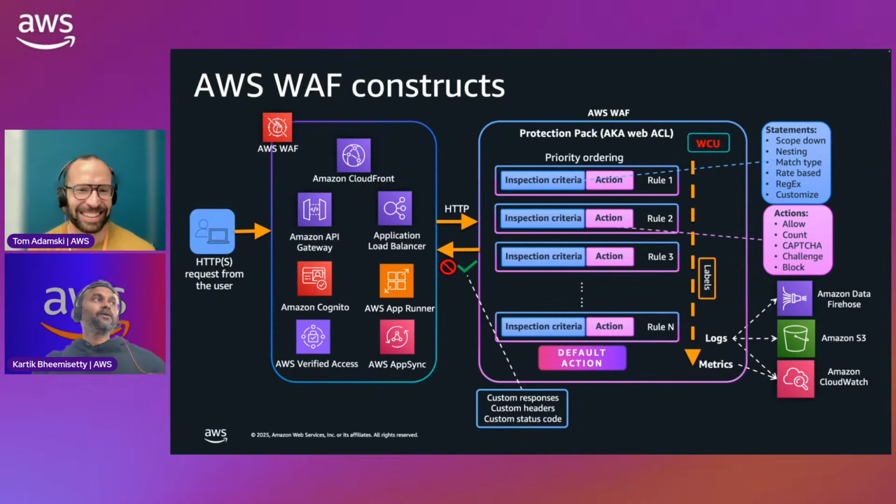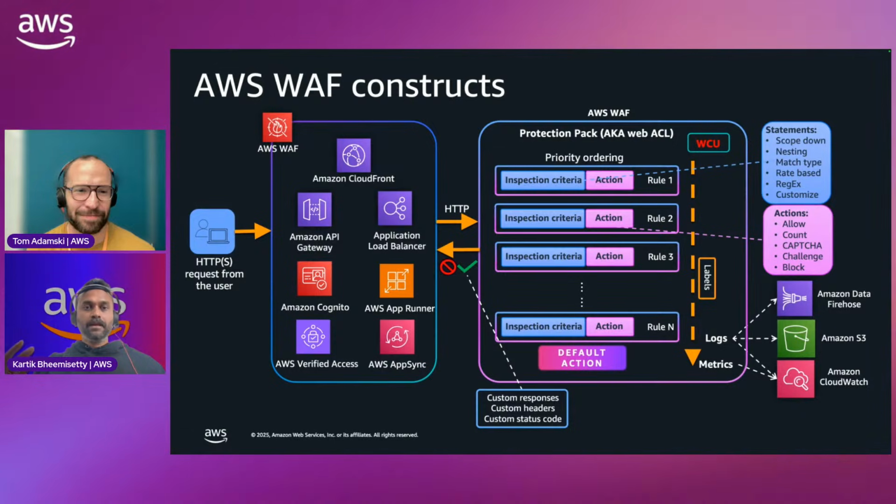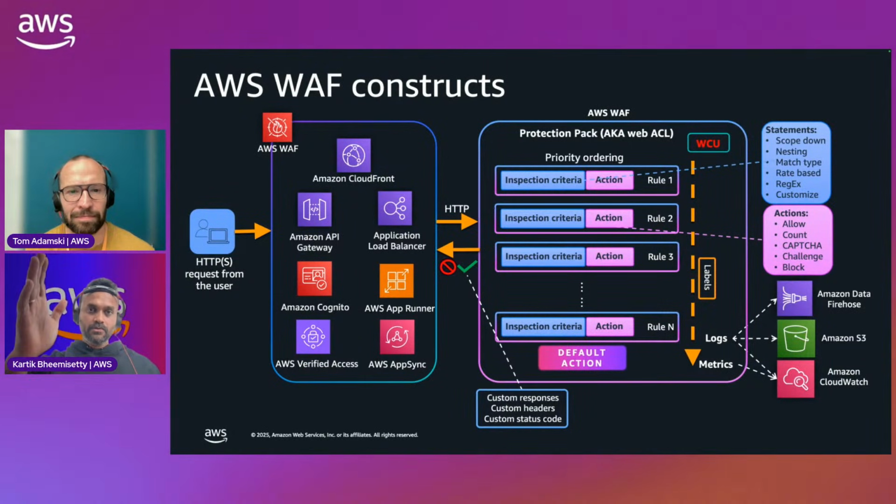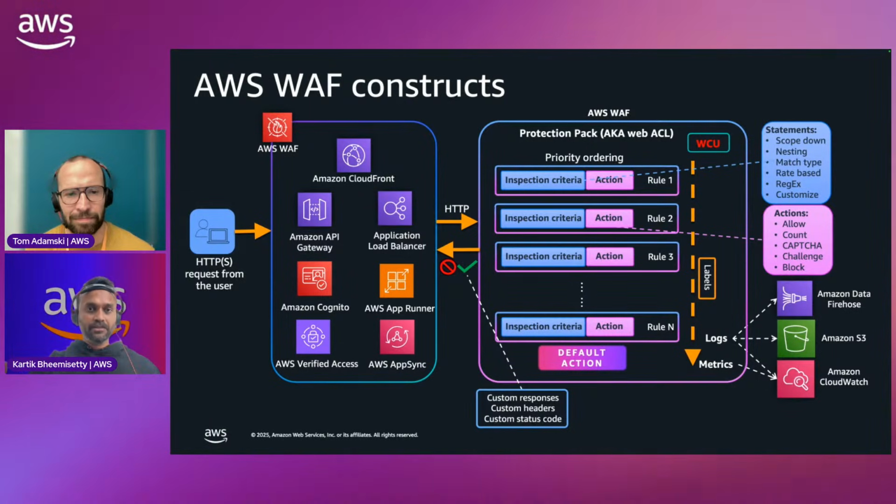Nice. Okay, so what is the typical flow when you're using AWS WAF with any of these resources? You get an HTTPS or HTTP request from the user. The request first goes to the resource. Now, that resource is going to forward it to AWS WAF for inspection. And then what happens inside AWS WAF?